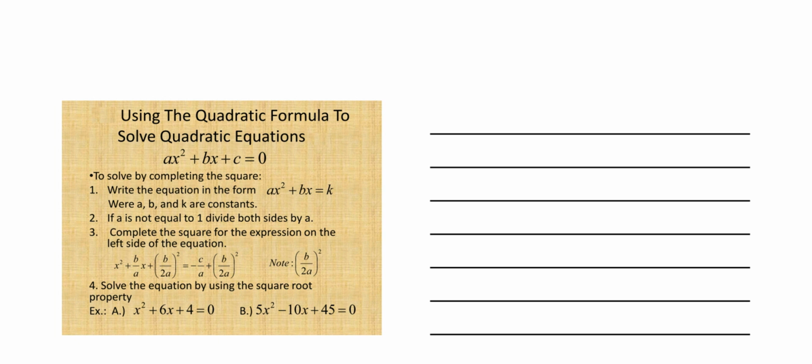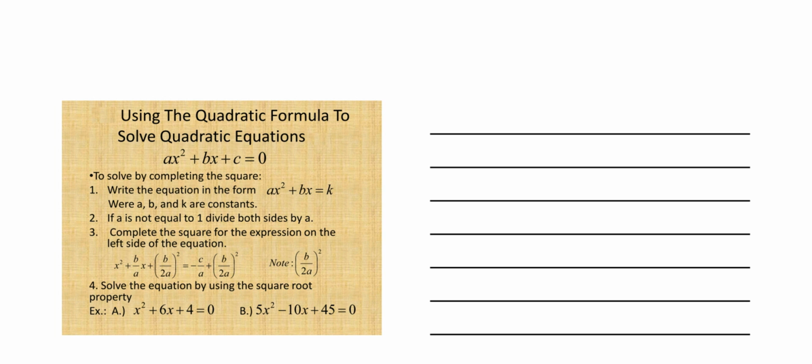Okay, so to solve by completing the square: 1, write the equation in the form ax squared plus bx equals k, where a, b, and k are constants. And 2, if a is not equal to 1, divide both sides by a. 3, complete the square for the expression on the left side of the equation, so that we have x squared plus b divided by a x plus quantity b divided by 2a quantity squared equals negative c divided by a plus quantity b divided by 2a quantity squared.